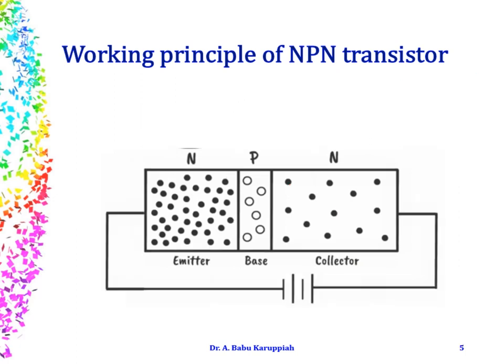We have reverse biased the output terminals. The collector emitter terminals are given a reverse bias here. And how do you say that it is a reverse bias? The collector, which is an N-type semiconductor, is connected to the positive polarity of the battery and the emitter is connected to the negative polarity of the battery.